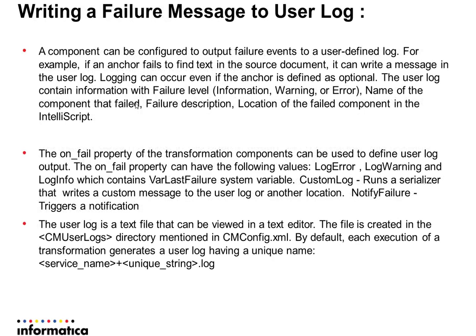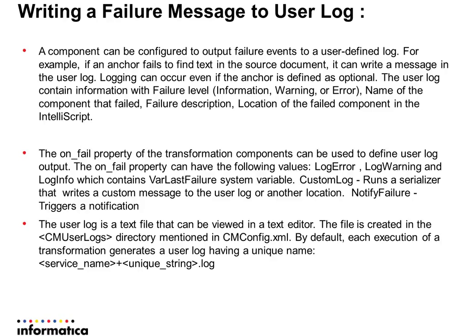Now, how to write the failure message to the user log? Any component, any anchor, can be configured to output failure events to a user-defined log. For example, if an anchor fails to find text in the source document, it can write a message in the user log. Logging can occur even if the anchor is defined as optional. The user log contains information such as the failure level: information, warning or error; the name of the component that failed; the failure description; and the location of the failed component in the IntelliScript.